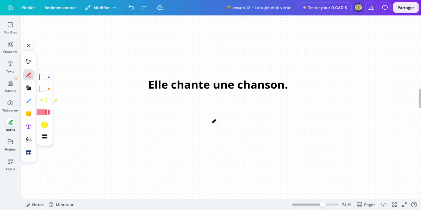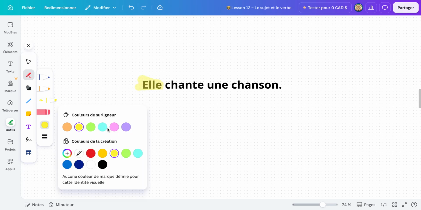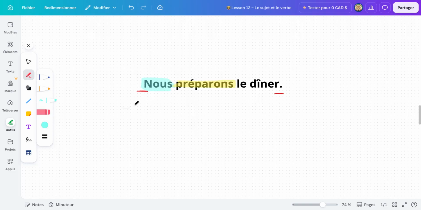Next, elle chante une chanson. Elle is the sujet. It's the first thing that we start with. And le verbe is chante. Chanter, it's le verbe chanter. Je chante, tu chantes. And then here, it says, nous préparons le dîner.